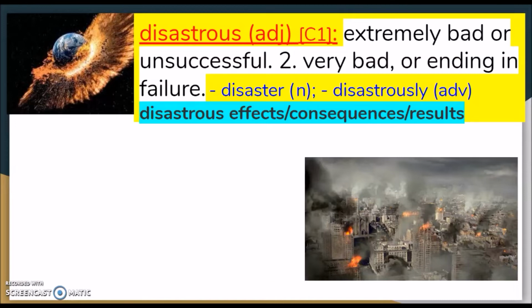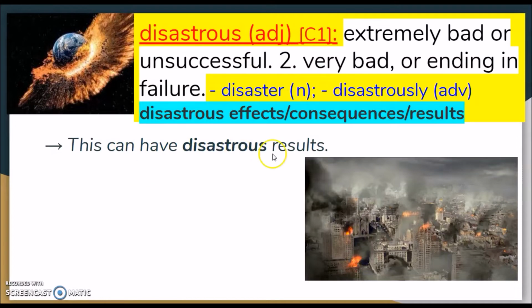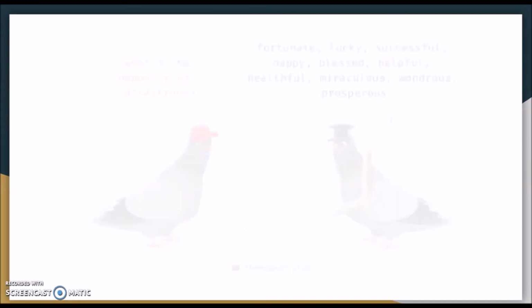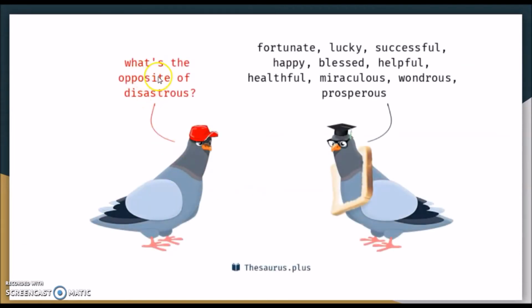disastrous. So you already know the word disaster, the noun, and disastrous is the adjective form of it. So that means extremely bad or unsuccessful, or very bad or ending in failure. In the text, you will see disastrous effects, consequences, or results. So in the text it says, this can have disastrous results. So that means those results are extremely bad, or they are very bad, or they end in failure. Or, climate change could have disastrous effects on Earth, right? And you can see the opposite of disastrous here, and you can take notes by pausing the video. Those sweet birds.